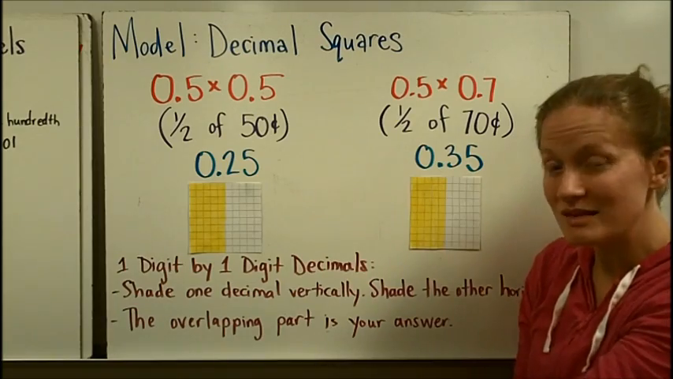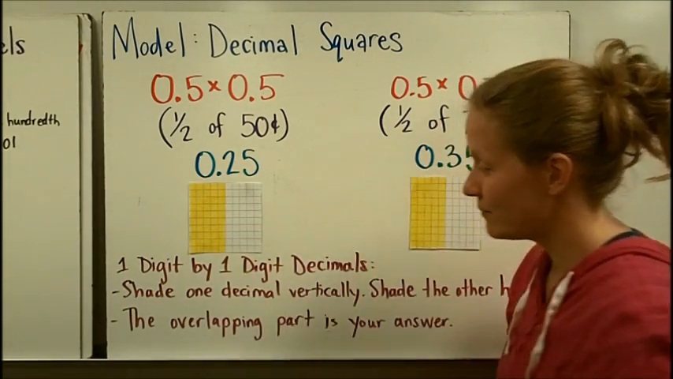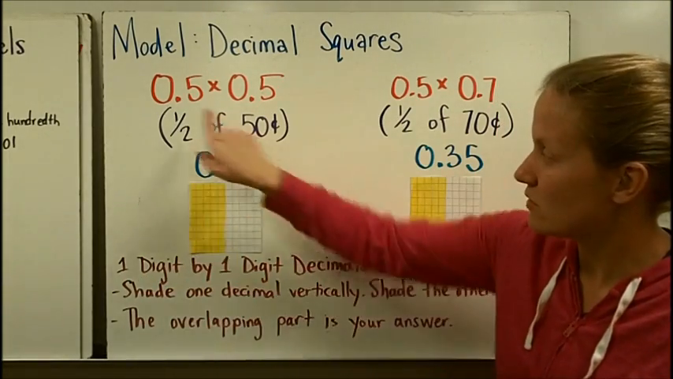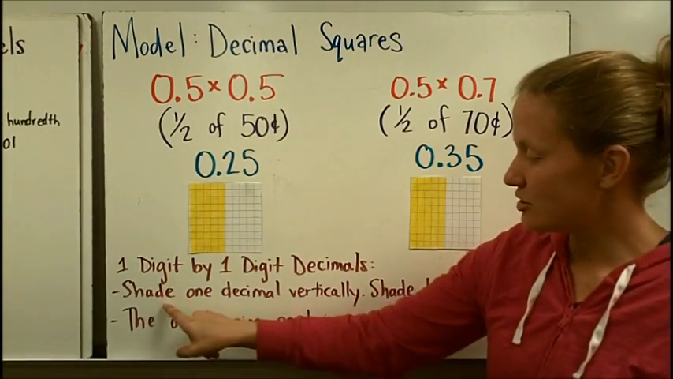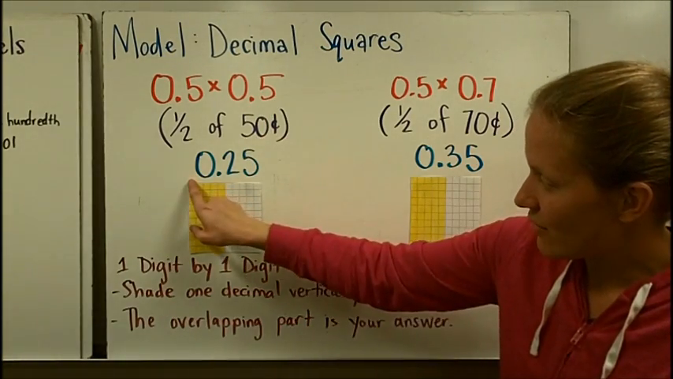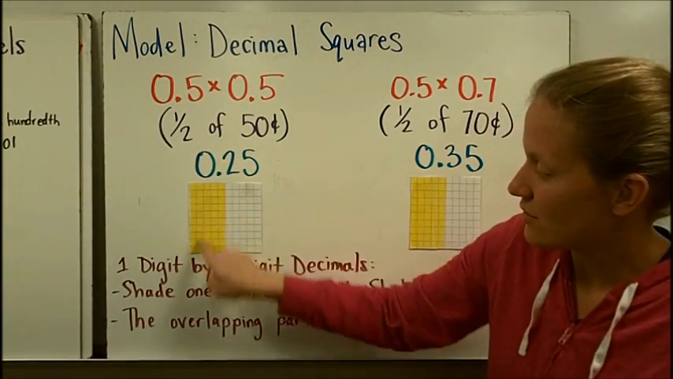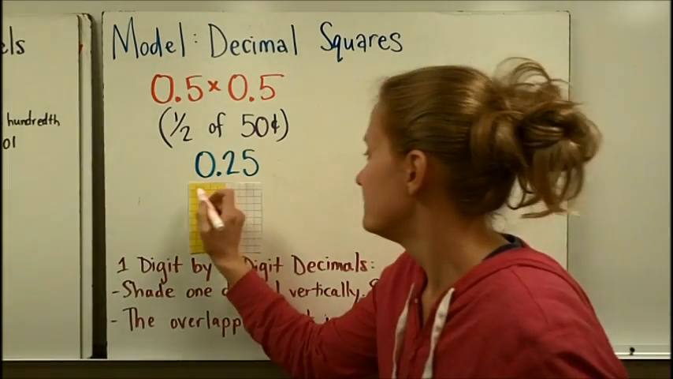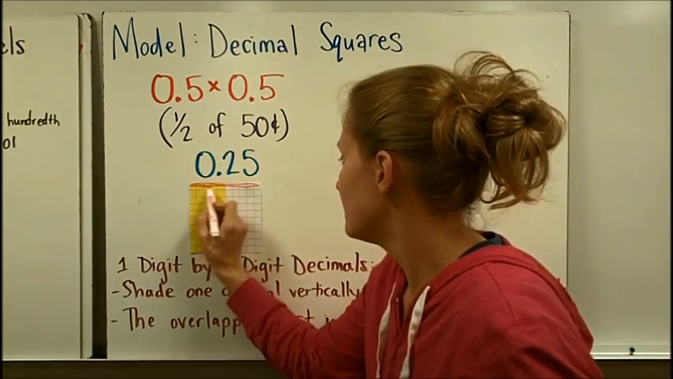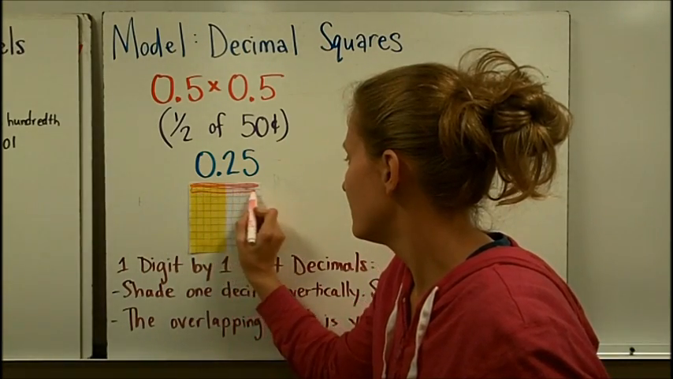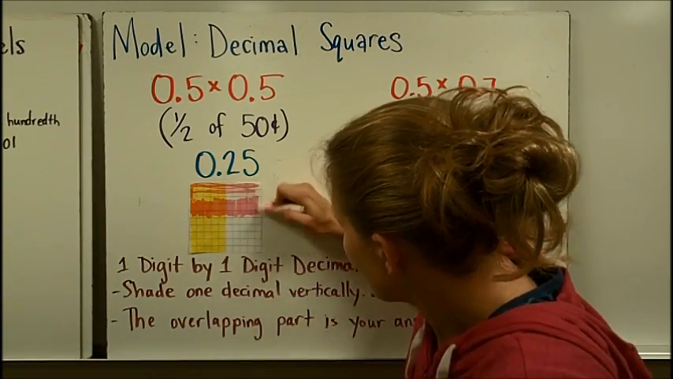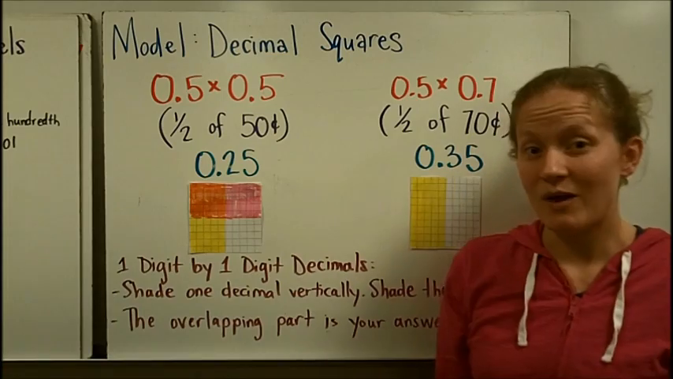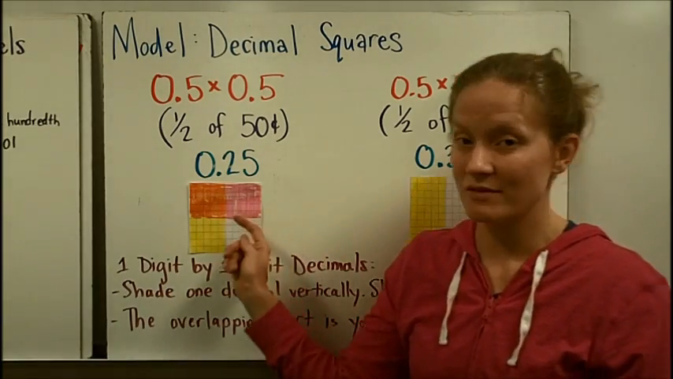Well, let's see how we can do the exact same problem with a model on the decimal square. This particular model works when we're doing 1-digit by 1-digit decimals. So 1 digit and 1 digit. I'm going to shade one decimal vertically, and you can see I've already done that. I did the 5/10 and just colored in 5 rows. Now I'm going to shade the other decimal horizontally. All right, so I shaded 5 rows or 5/10 horizontally.